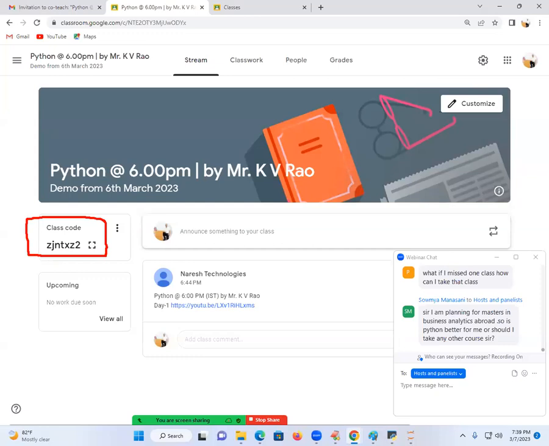All the online students and offline students, take care and use the code ZJNTX2. This is the code. You take it and join in my class so that you will continuously get my notes. Okay, so I'll stop my class. Online students, you can hold on. I will clarify your doubts for 10 to 15 minutes.